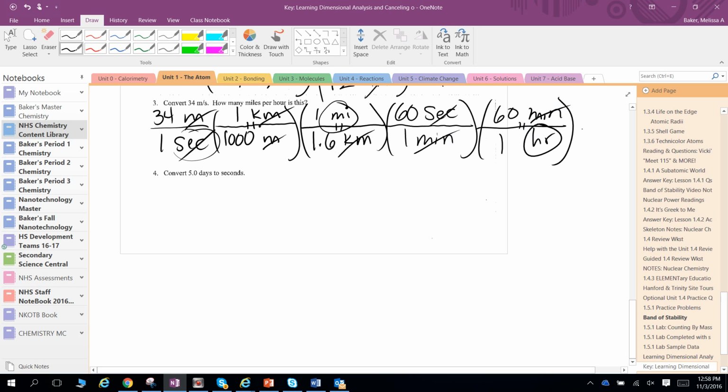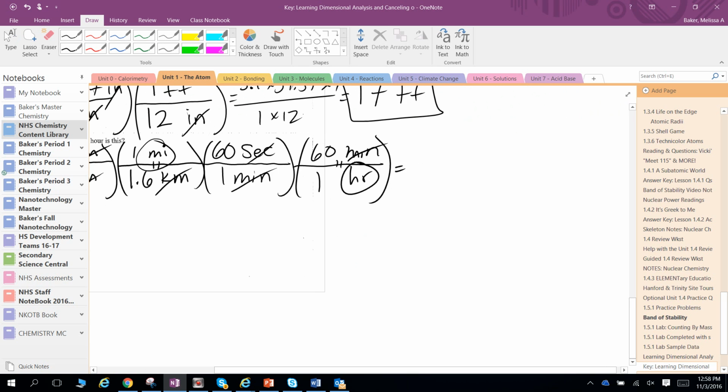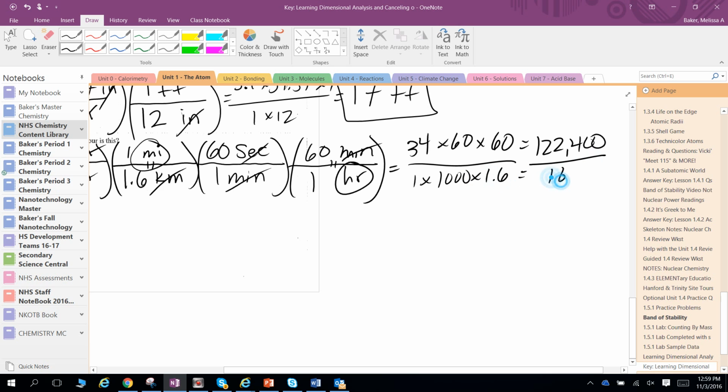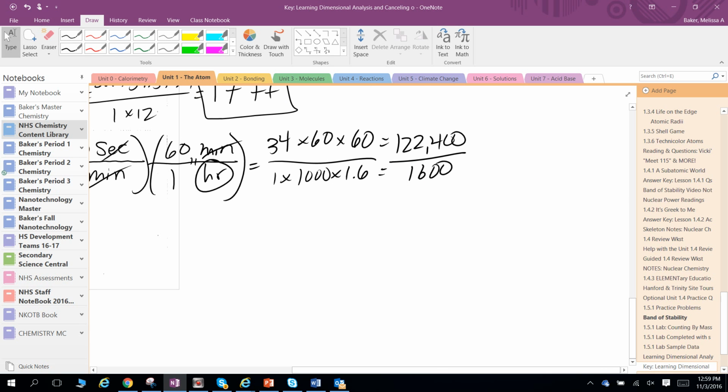So now I've got miles over hours. I'm going to multiply everything on the top. That's 34 times 60 times 60, which is 122,400 divided by everything on the bottom. 1 times 1,000 times 1.6. That ends up being 1,600. Top divided by the bottom is 77 miles per hour.